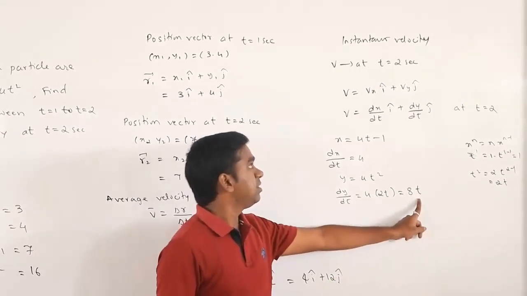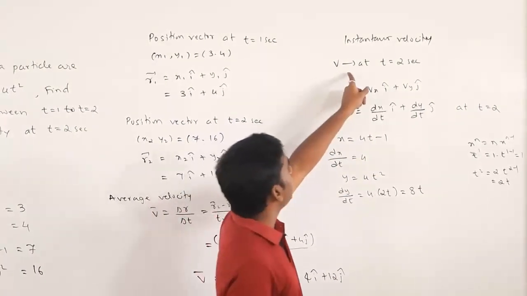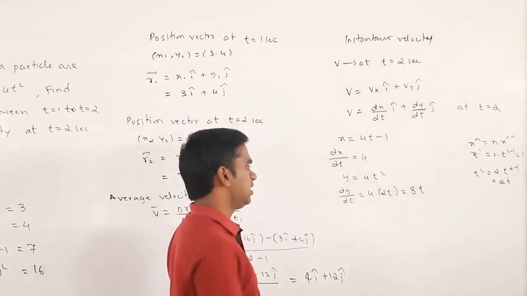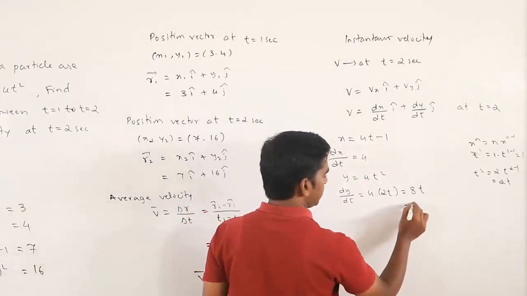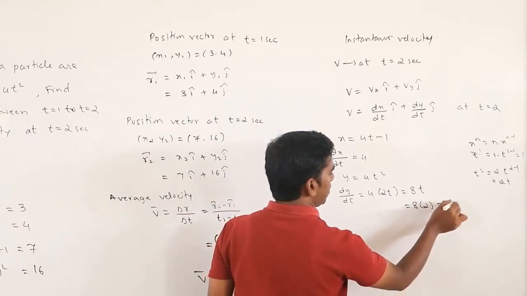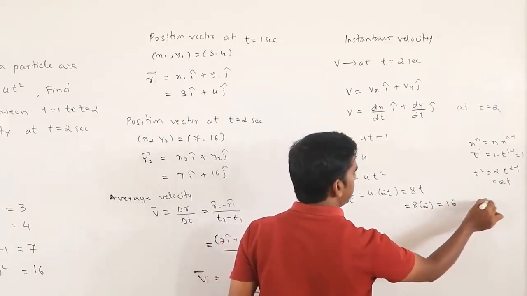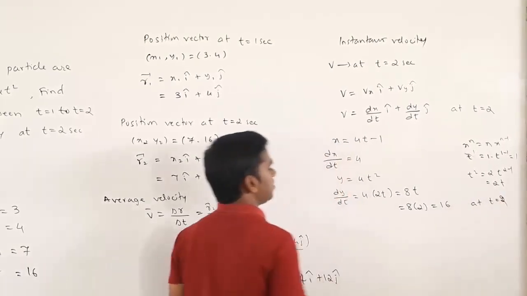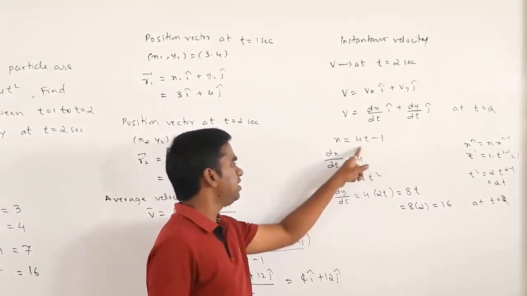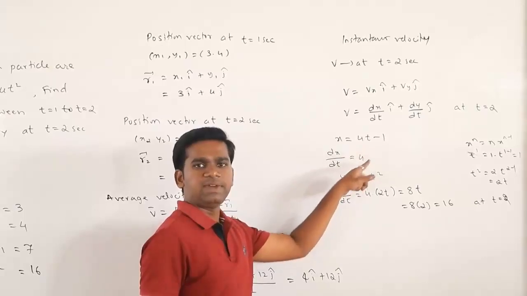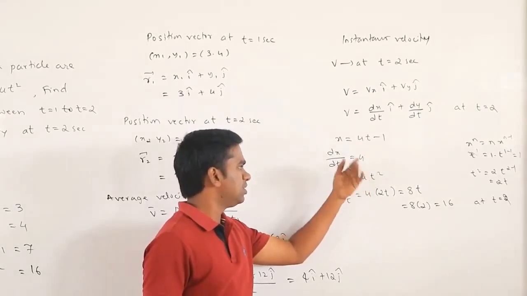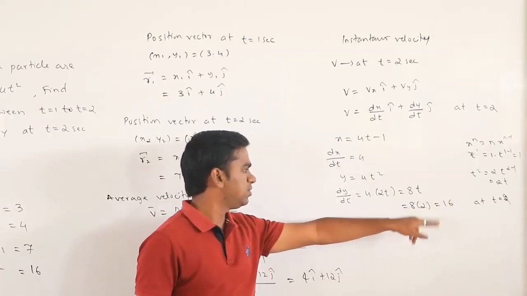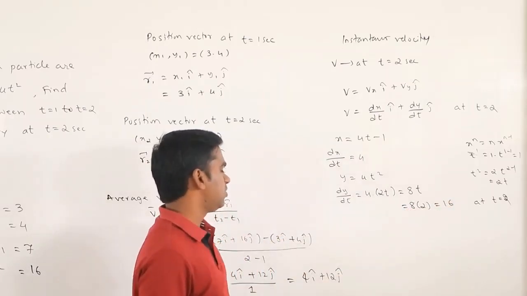Then you may ask me, what about this t? This t is the time at which they are asking for the velocity. They are asking at t equals 2 seconds. So substitute t equals 2 seconds here. So 8 into 2 will become 16. Okay, this is at t equals 2 seconds. Then you may ask me, why not substitute in dx by dt? Here t is not there. In the final answer we didn't get t, so leave it as it is. Here we are getting t, so substitute t equals 2.